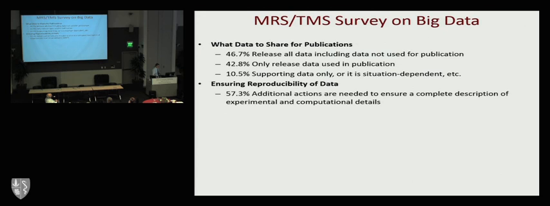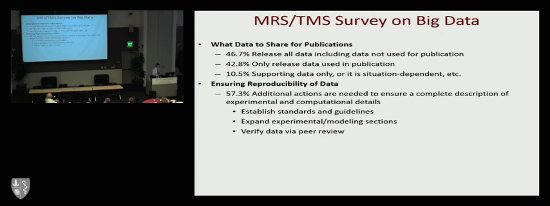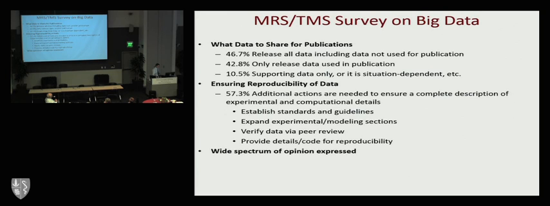To ensure reproducible data, people felt that there were some actions needed: ensure a complete description of experimental and computational details, establish standards and guidelines, expand experimental and modeling sections of papers, for example, and verify data via peer review. And again, this issue of code reproducibility.